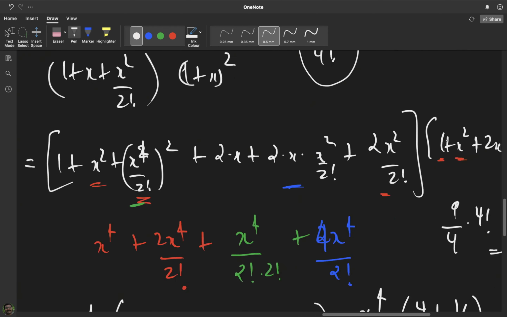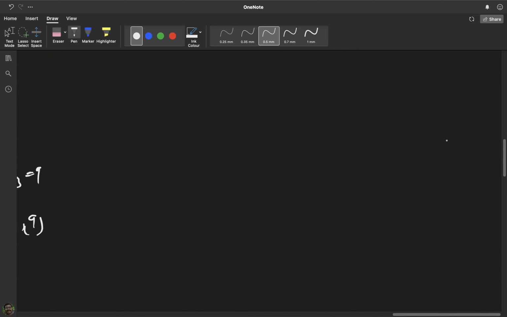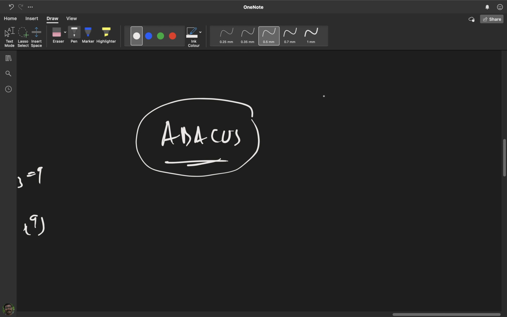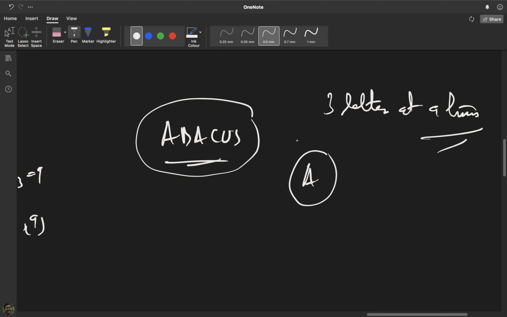You can also try this problem if you want. Suppose I am taking the word abacus, and I need to arrange 3 letters at a time. Please try to formulate it using generating functions. Here a can come 2 times, and b, c, u, s are there, and these can only come 1 time.